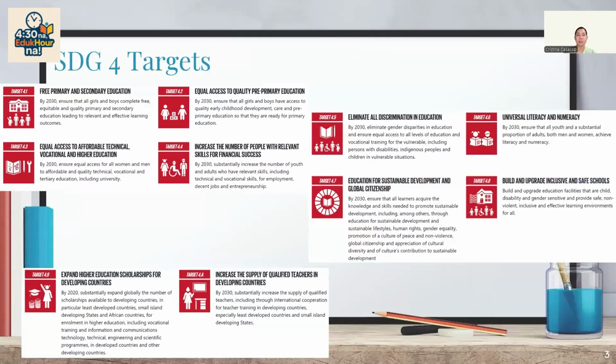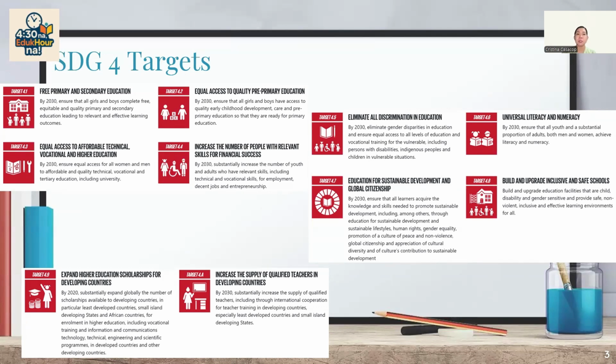So SDG 4 has 7 targets and 3 means of implementation, which are measured by 12 indicators, where each target has 1 or more indicators to measure progress. The 7 outcome targets are free primary and secondary education, equal access to quality pre-primary education, affordable technical, vocational, and higher education, increased number of people with relevant skills for financial success, elimination of all discrimination in education, universal literacy and numeracy, education for sustainable development, and global citizenship.